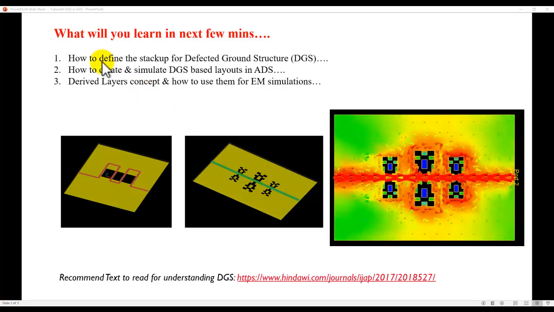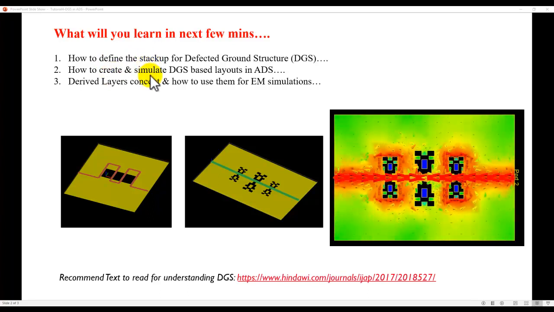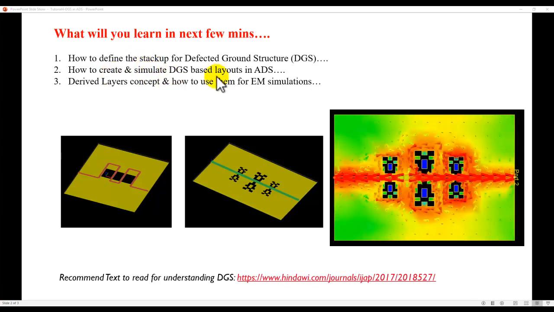Now, in this tutorial, we will learn how to define the stackup for DGS kind of structures, how to create and simulate DGS-based layouts in ADS, and the derived layer concept, which is a very important one if you want to go deep into DGS-based design. You will learn how easy your job becomes once you start using the derived layer concept. It's only a one-time effort to set up your stackup with a couple of clicks, and you're all set to run your parametric DGS structures and perform various EM simulations very easily.